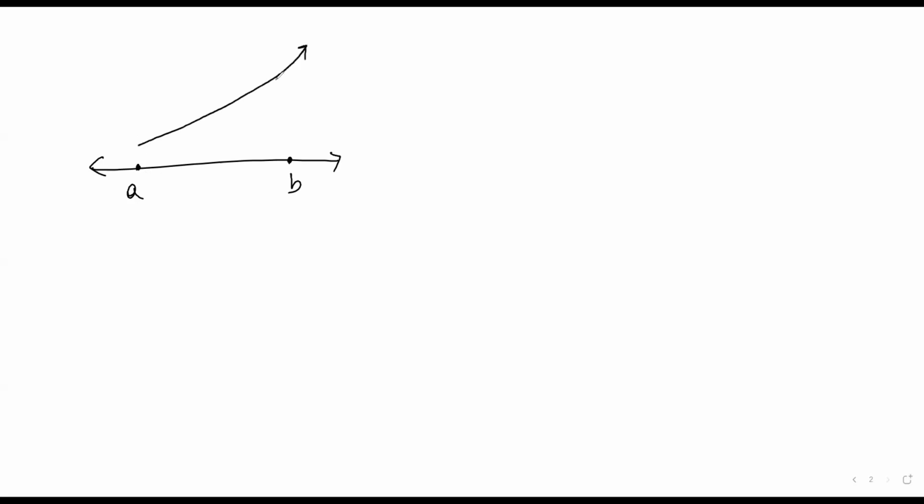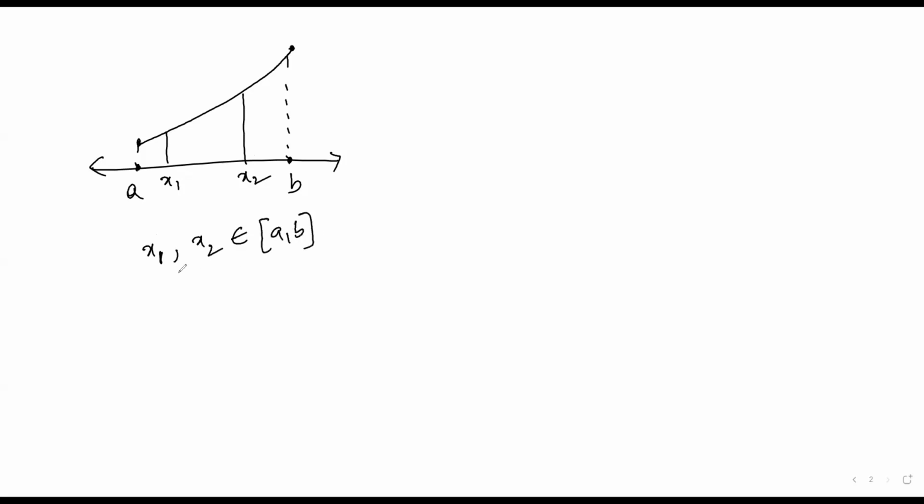Now if I draw a diagram, let's say the diagram is like this. In this interval, x1, x2 you take anywhere. Let's say x1 is here, and x2 you take here. Any x1, x2 are any two points in the interval A to B. This is x1 and this is x2. How are we taking? x1 is always less than x2.